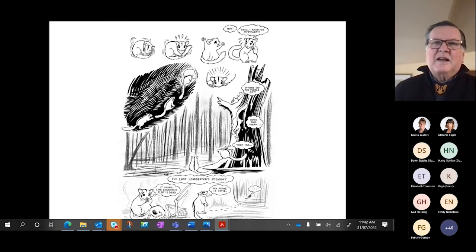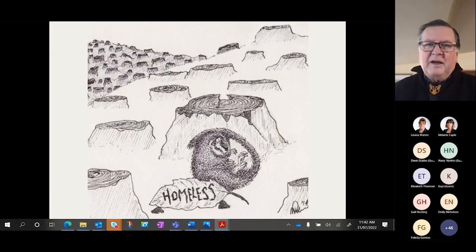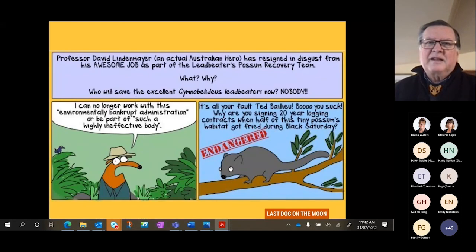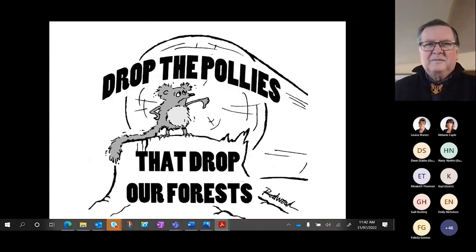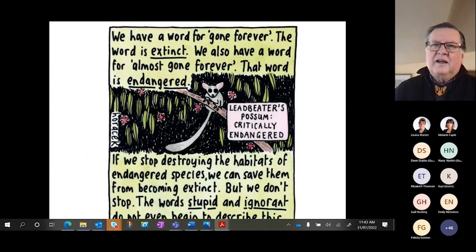A question was asked yesterday about cartoons, so I'm finishing with a few cartoons that feature Leadbeater's possum, showing an understanding of the problem. And there we go, Leadbeater's possum homeless in a logged coupe. The amazing First Dog on the Moon, and this was a cartoon that he put out after David Lindenmayer resigned from the Leadbeater's possum recovery team in disgust. The inimitable Jill Redwood from out your way in Goongerah. She doesn't mince words. Drop the pollies that drop our forests. Great cartoonist as well as an effective campaigner.